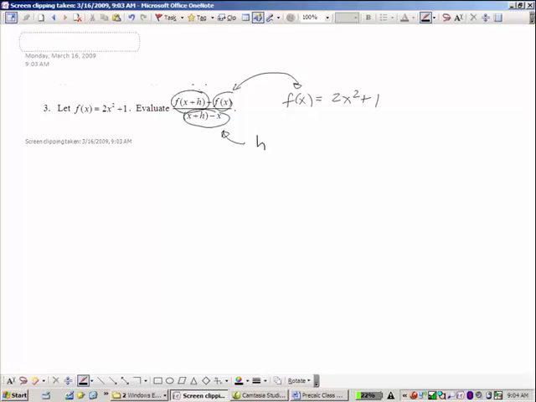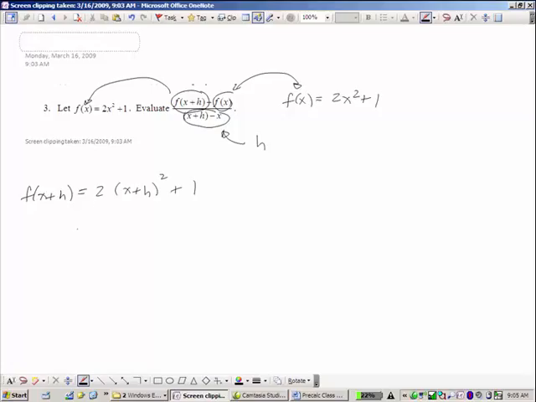This is the hard one. I need to plug x plus h into the rule that says square it, double it, and add 1. So what do I get when I plug x plus h into the square it, double it, and add 1 rule? Foil it, right? I'm going to have to. All right, so 2 times x plus h quantity squared plus 1. That's what the square it, double it, add 1 rule is for x plus h.